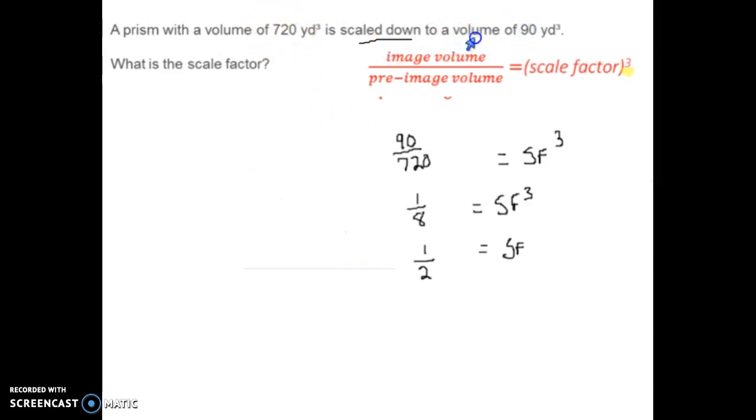So remember, it's scaled down to this volume. So 90 is our new volume. 720 was our pre-image, and that's equal to the scale factor cubed. So this fraction will reduce to 1/8, scale factor cubed, and then remember, you have to take the cube root of both sides. All right, when you take the cube root of 1/8, you're going to get 1/2. So our original scale factor was 1/2.